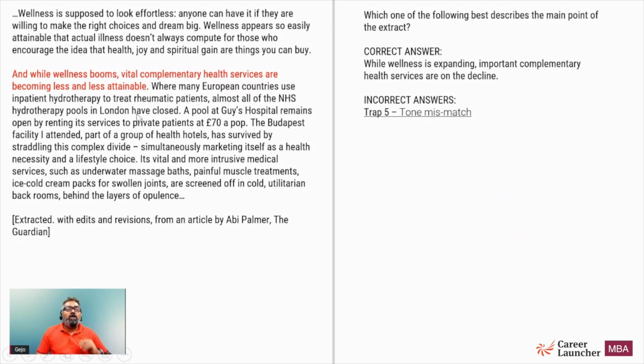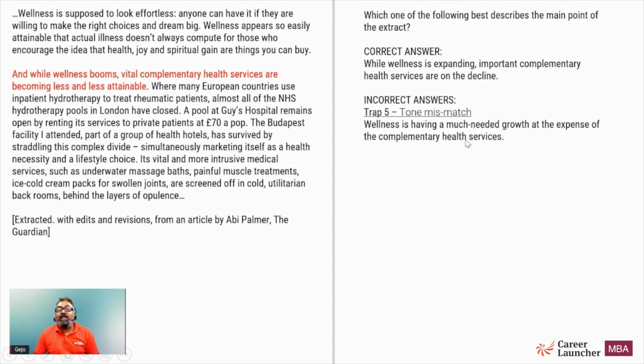Now, when you look at this, you would say that the author is critical, but the author is not abusing. The author is not saying, what nonsense. The author is not emotional here. The author is using logic. Here, the author is not praising wellness. Wellness is supposed to do things, but the author is not saying that wellness is very much needed. Nothing of the sort. So if I create something like this, wellness is having a much needed growth at the expense of complementary health services, that's a mismatch in tone.